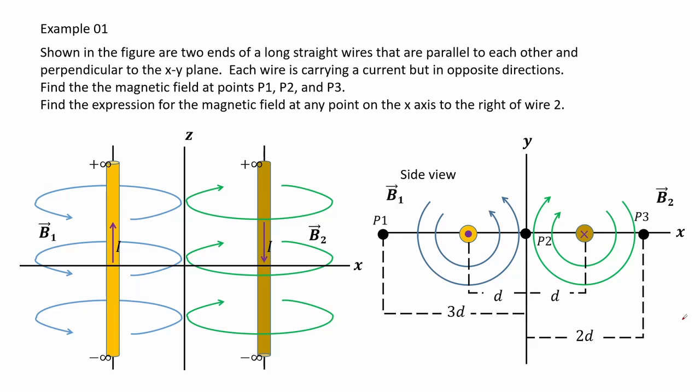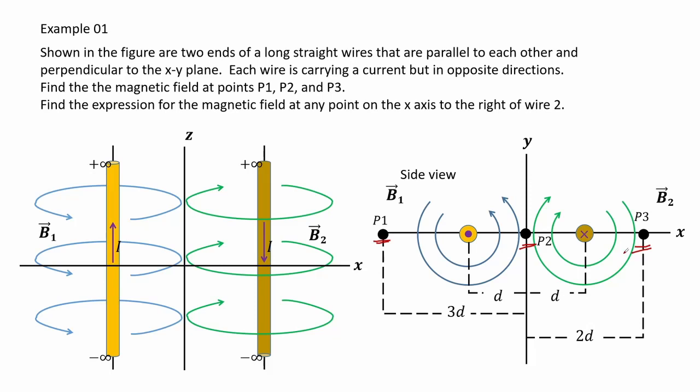Here we have an example. Shown in the figure are two ends of long straight wires that are parallel to each other and perpendicular to the xy plane. Each wire is carrying a current but in opposite directions. Find the magnetic field at points P1, P2, and P3. Find the expression for the magnetic field at any point on the x-axis to the right of wire 2.